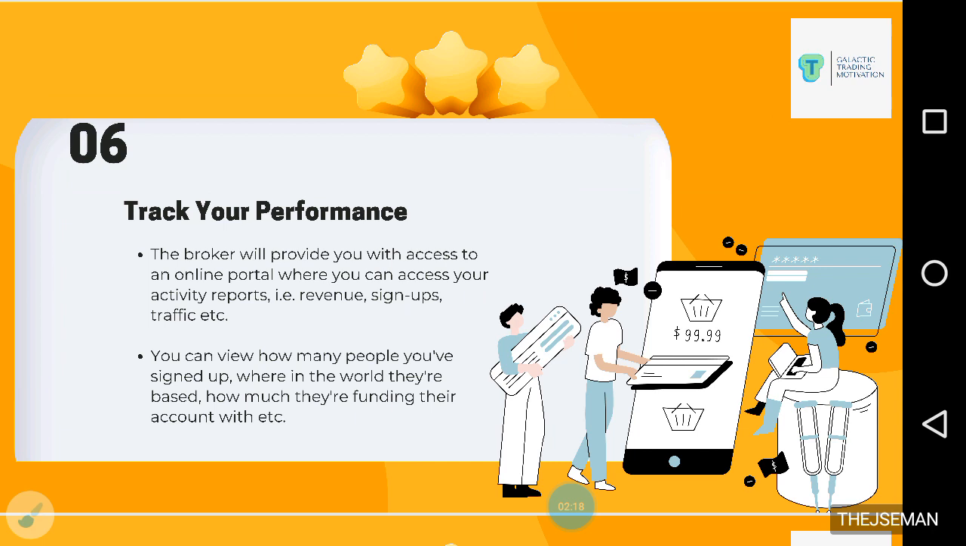Number 6. Track your performance. Keep track of your performance by monitoring your click-through rate, conversion rate, and revenue. You can do this by using tracking software or tools provided by the broker.